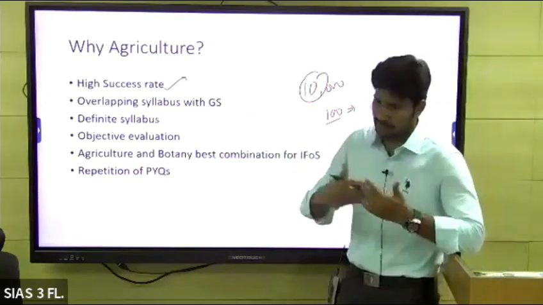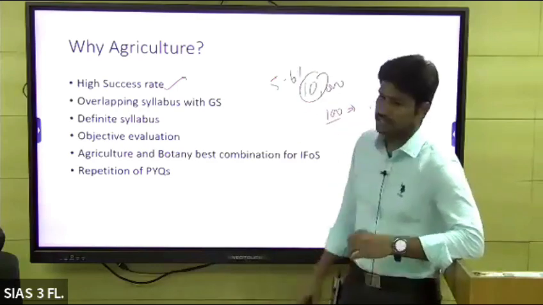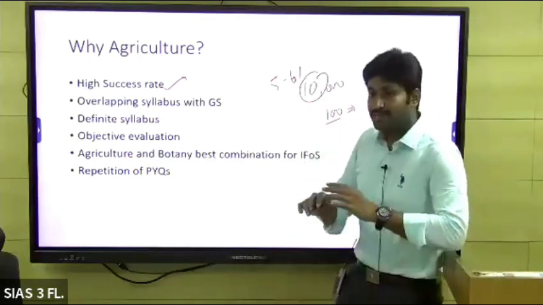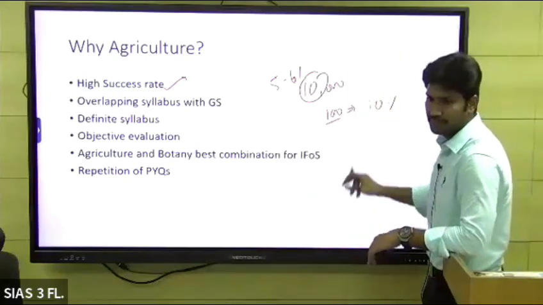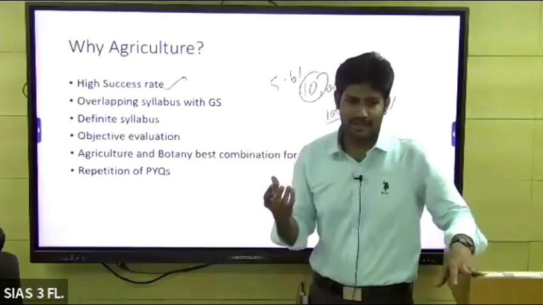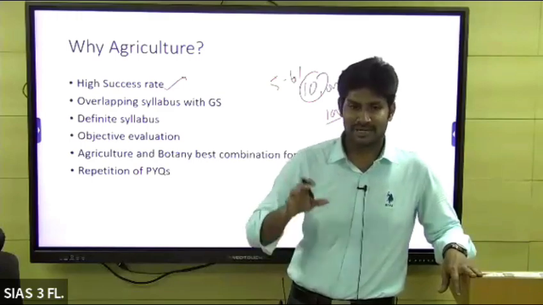Whereas if you see the success rate for other popular optionals, it is in the range of 5 to 6% for geography, public administration, sociology. The actual numbers differ, but you have to see the proportion. Many students ask me this common doubt: why are the agri graduates not in the top rank?